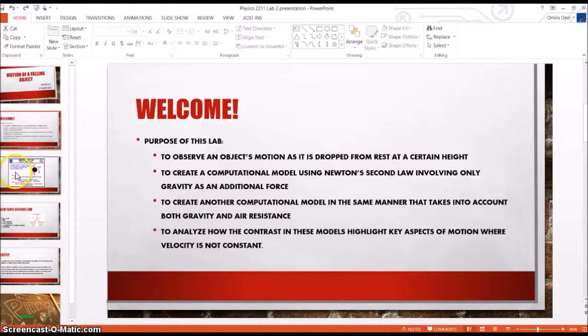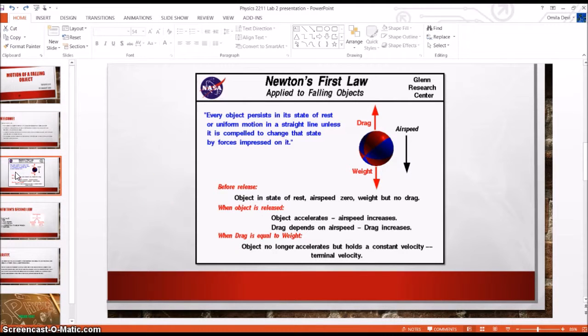As we shall later see, the model with both air resistance and gravity was a much better fit to the path of the observed motion than my model with just gravity, proving that both of these forces have a big impact on a falling object's motion.